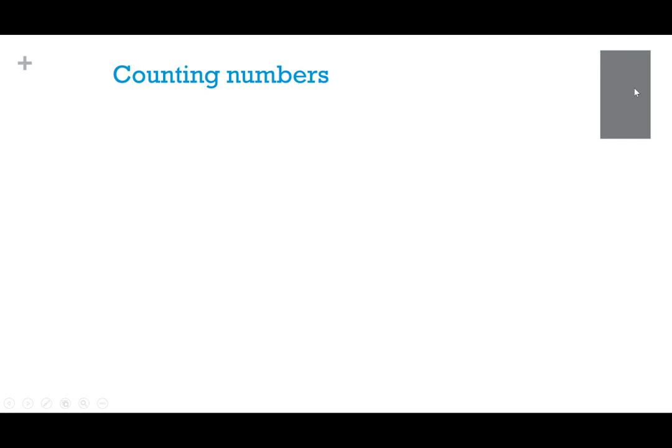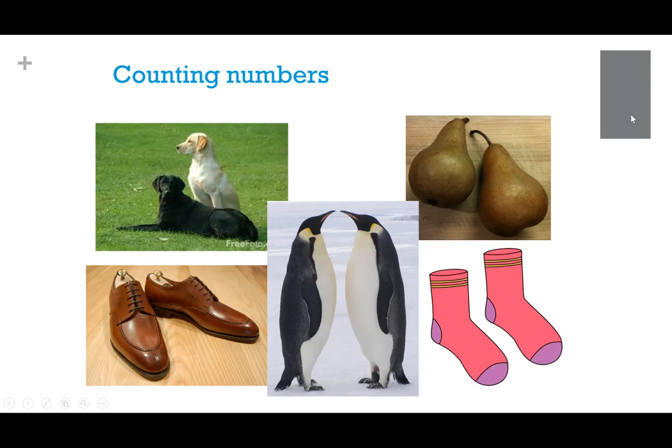Counting numbers are something that we use in everyday life. We just don't realize that we use it in everyday life. So if I said I have a pair of dogs, how many dogs do you picture? Or if I said I have a pair of penguins, how many penguins do you picture? Well, you're probably picturing 2. So the word pair is a counting number. I say pair, you see 2.